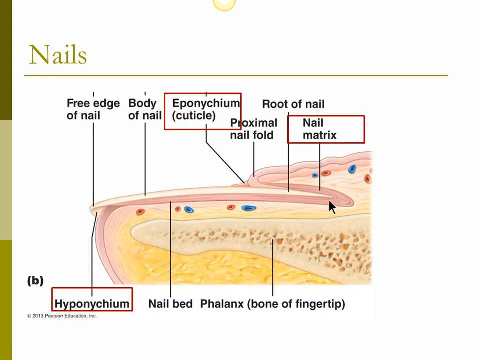So the nail matrix is the area which is going to divide and give rise to cells. And that's how this is going to push the nail forward. So when this nail matrix divides, it keeps pushing the nail forward, and that's how the nail grows. And here, this is the cuticle, which is known as eponychium. Nychium for nail, epi meaning above and hypo meaning below. So this is the part, and again, dead cells, and you can cut it or push it back.